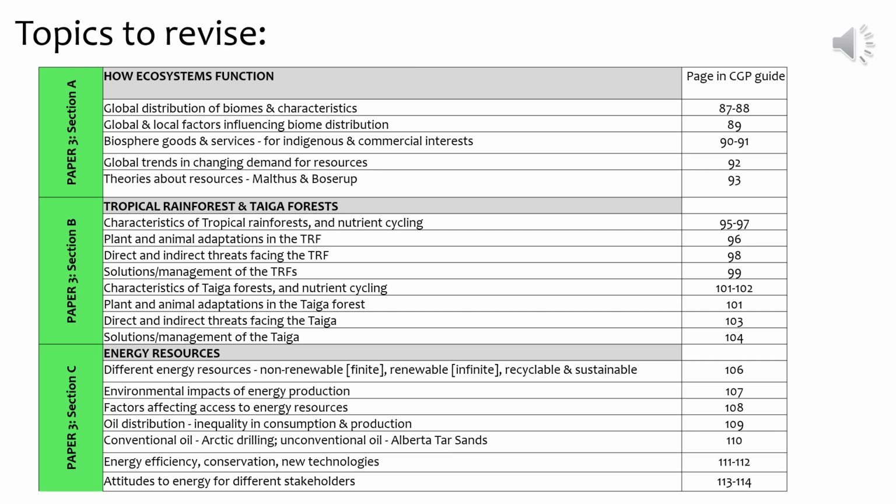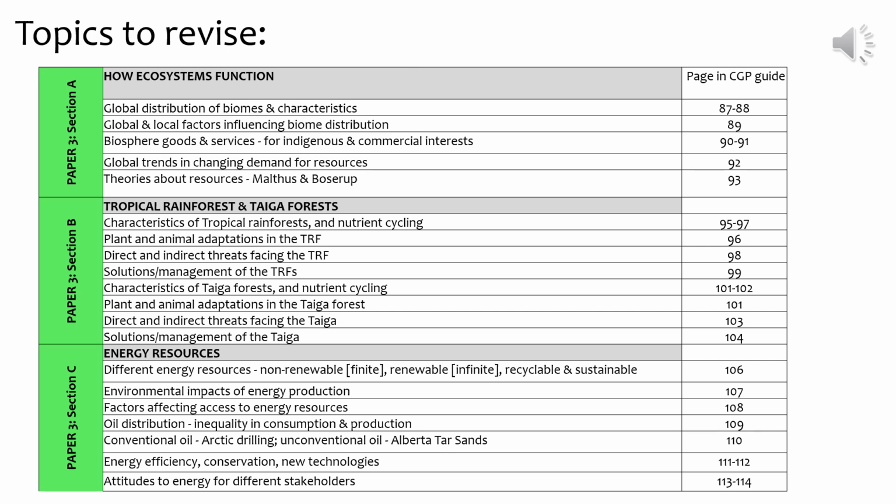And commercial interests is basically large scale being able to sell things like logs, for example, or farming at a commercial scale. Demand for resources, you need to know that it's increasing as population increases and people become richer or more affluent. You need to know your Malthus and your Boserup. So Malthus is doom and gloom, and Boserup said, don't worry, we will bring in new technology like combine harvesters, and we will be able to produce food on a mass scale to meet the needs of the people.